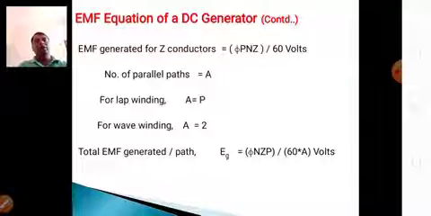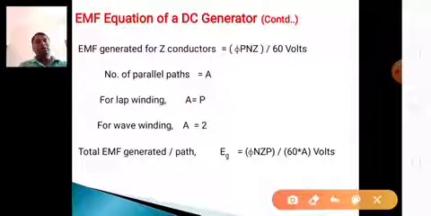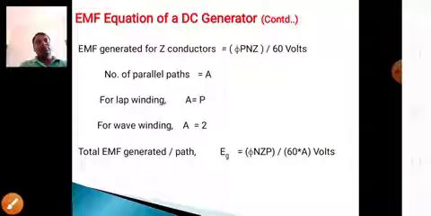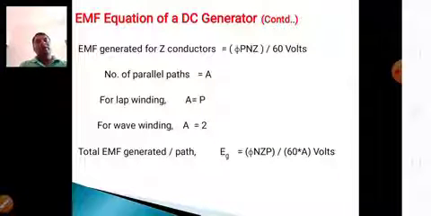The total generated EMF is Eg equal to phi N Z P by 60 A. Here the number of armature parallel paths is divided in the armature EMF equation. This is the total EMF equation. Mainly, the induced EMF is equal to the rate of change of flux linkages, d phi by dt, where d phi is phi into P, the total flux into the number of poles, and dt is the time taken to complete one revolution, that is dt equal to 60 by N.